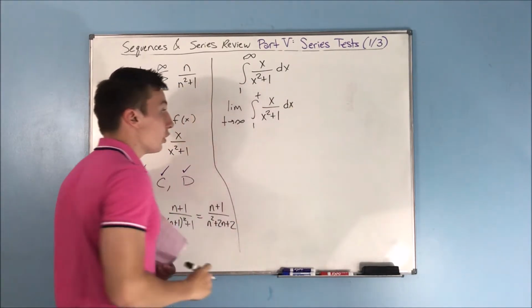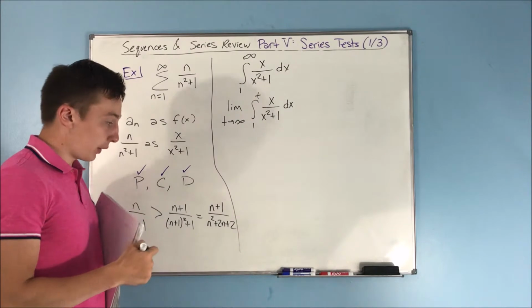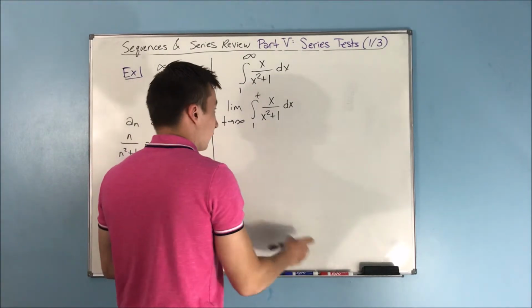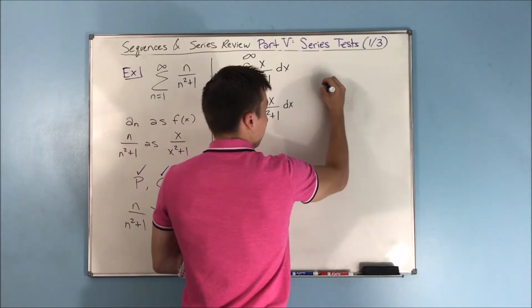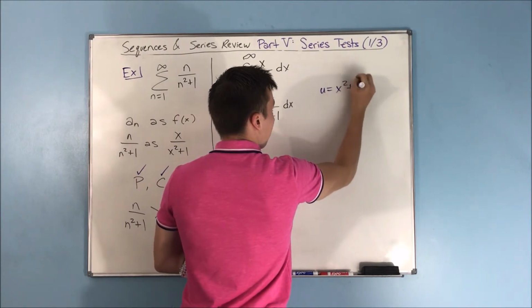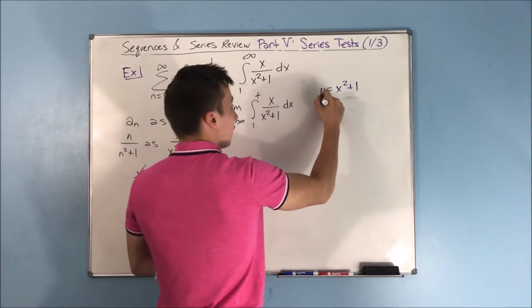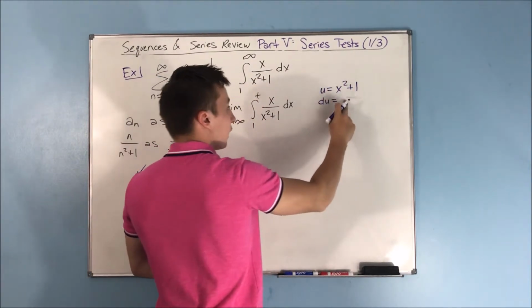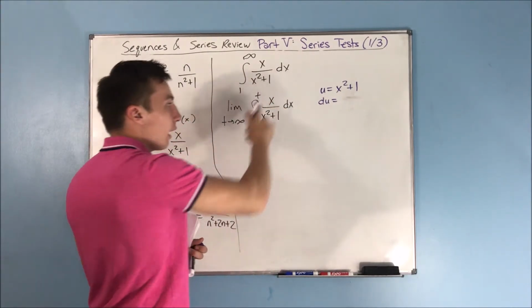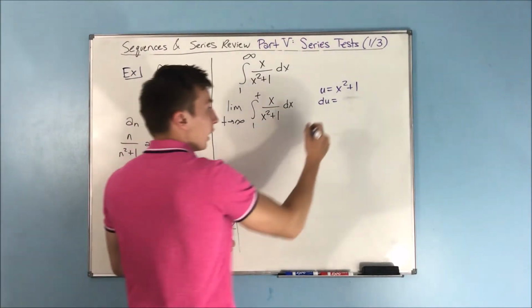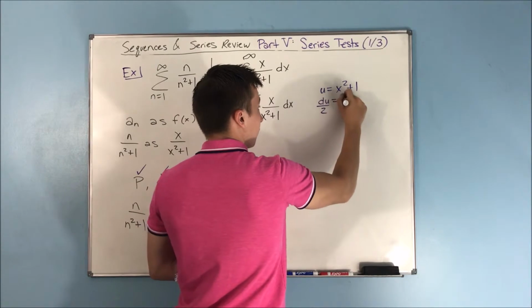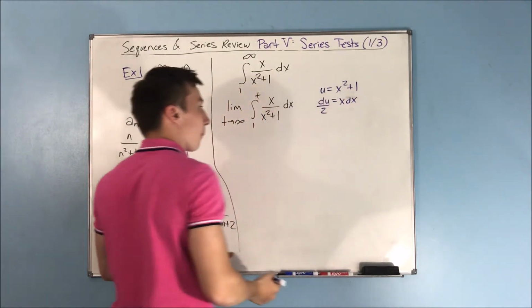Now we can do a u substitution, and we'll set u equal to x squared plus 1, because then du is going to be 2x dx. We don't have a 2 here, so let's divide that off, and we get that du over 2 is equal to x dx.